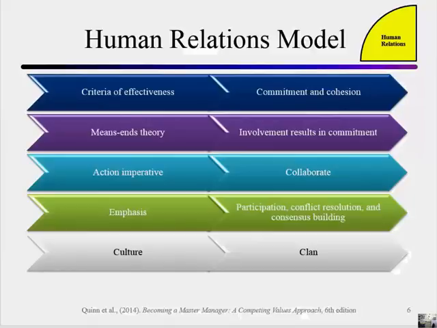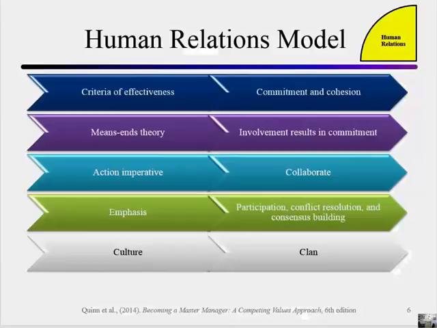All right, let's have a look at the internal process model. In some ways very different, probably completely opposite to the human relations model. Its criteria of effectiveness is about creating stability and continuity. This is an organization that uses the internal process model. They will value stability and continuity.